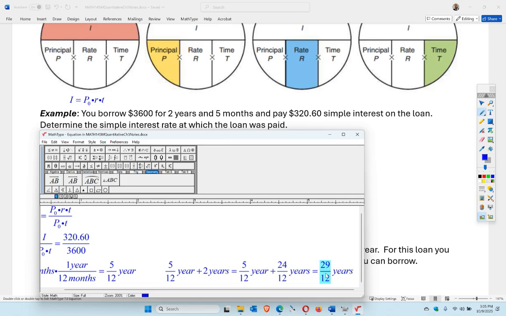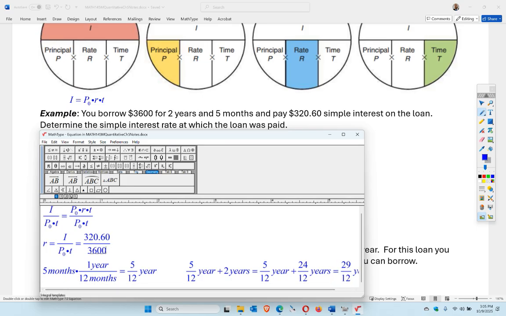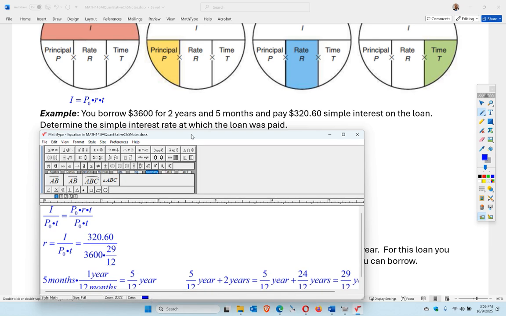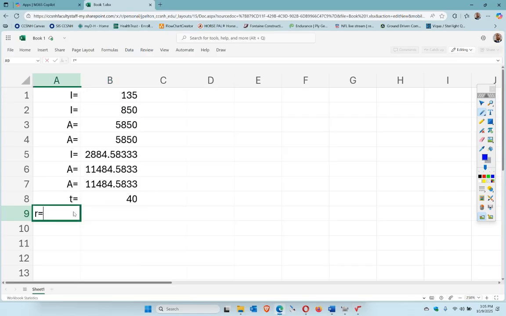That's what we want to use. So I'm going to copy that and put that there now, times this right here. So interest on the top, the principal on the bottom, and the time period on the bottom, which again has to be in years. These are always in years. Now we're going to go to our spreadsheet and put this stuff in.